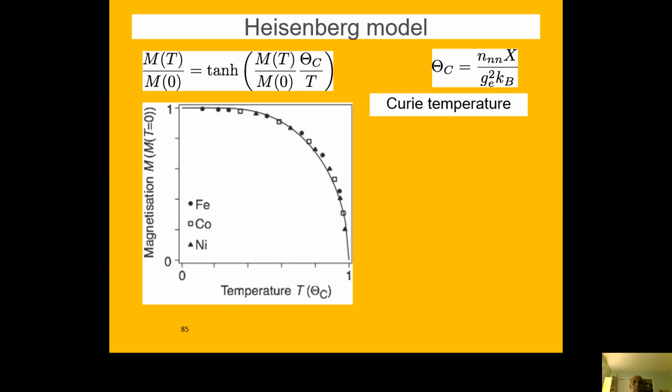Actually, people have measured this magnetization for different temperatures. If you normalize to your Curie temperature, you can see the data for all these three, iron, cobalt, and nickel. They all follow the theoretical curve coming from this equation. That follows this theory very well.